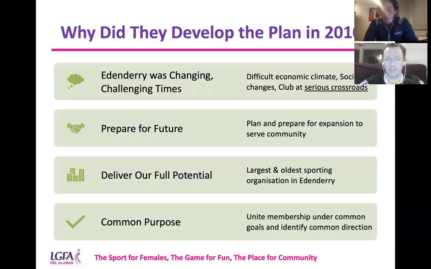They wanted to prepare for the future. They wanted to plan and prepare for expansion to serve the community, because the demographics of Edenderry were changing and a lot more people were coming in, and they wanted to be able to service those people as well. They wanted to deliver to their full potential. As the largest and oldest sporting organisation in the town, they wanted to be the biggest as well, and the best. They also wanted a common purpose, to unite their membership under common goals and identify a common direction. It's all about swimming in the same direction, and they thought a plan would help them achieve that.